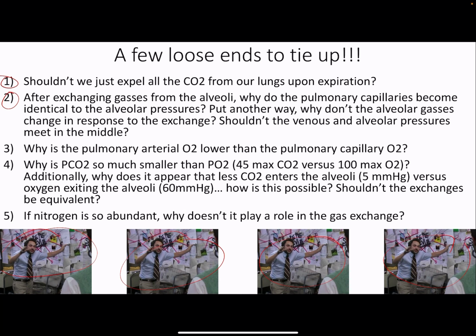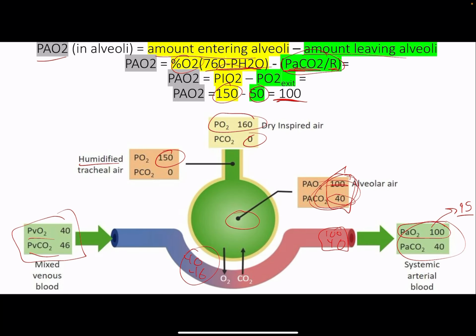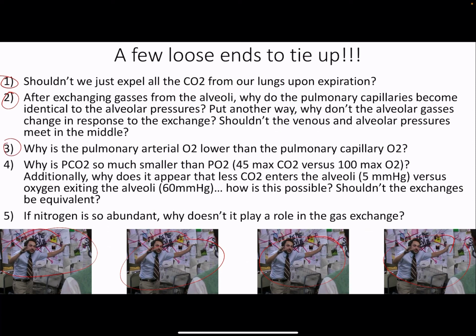Three, why is the pulmonary arterial oxygen lower? Yeah, so I just said that in the pulmonary capillaries, it'll be 100. But quickly, as you go into the pulmonary artery and just the systemic arteries, it dips to 95. That seems weird. Why does it dip?